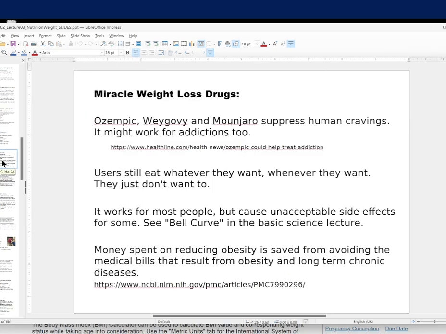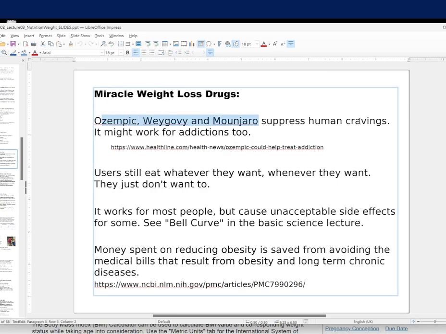Okay, if you want to lose weight with these miracle drugs that have been in the news for the last couple of years, and everybody's thought of it, right? Anybody who is wanting to lose weight has thought about taking these drugs. So what is it? What's going on with these drugs here? It turns out that these drugs work by suppressing cravings. They don't really work through preventing digestion of foods or absorption of foods. What they do is reduce the person's need to put that food in their mouth in the first place.